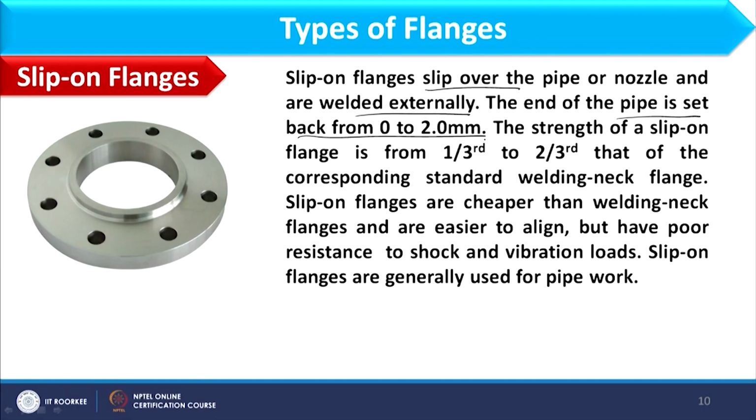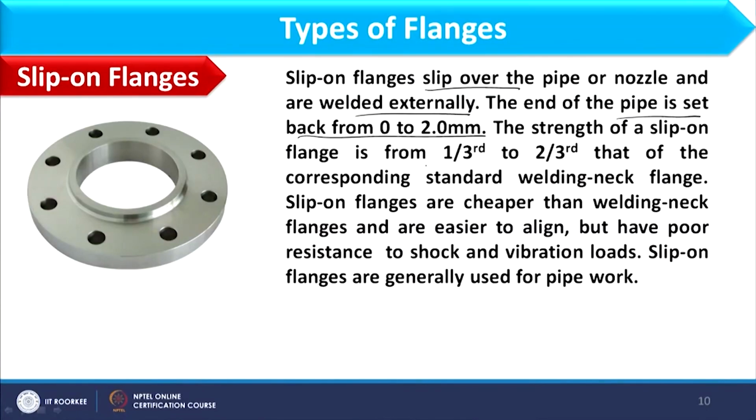What is the meaning of this? That when it slips over the pipe, it moves slightly higher than the pipe mouth. So, pipe is usually kept 0 to 2 mm back to the flange. The strength of slip on flange is from 1/3 to 2/3 that of the corresponding standard welding neck flange, because it slips on, so it cannot sustain shocks or vibration or very high operating conditions.